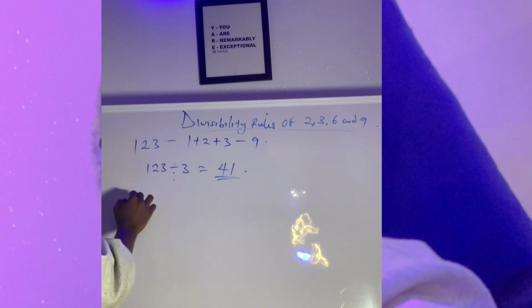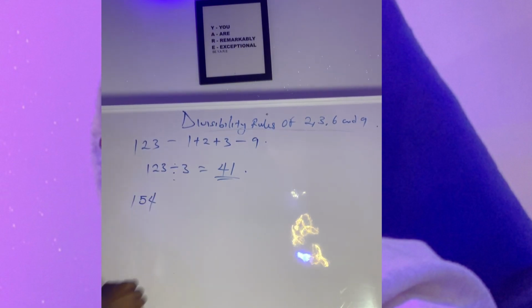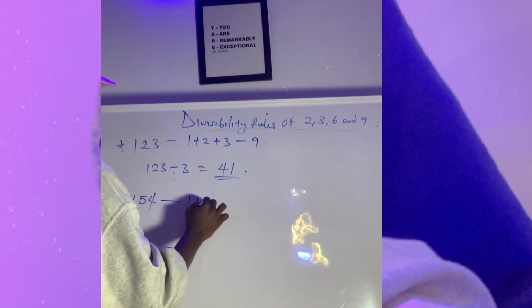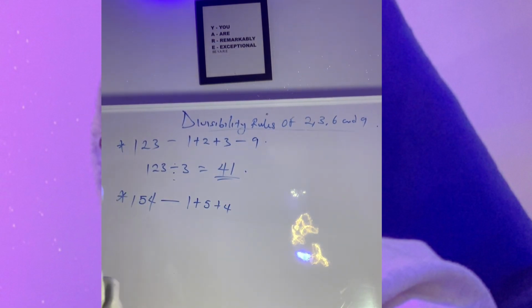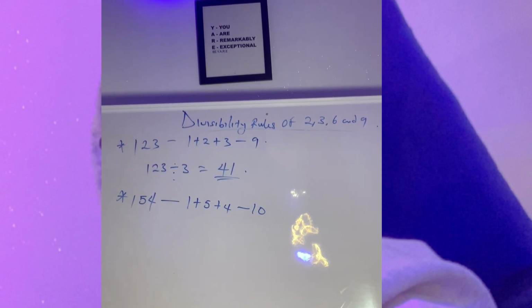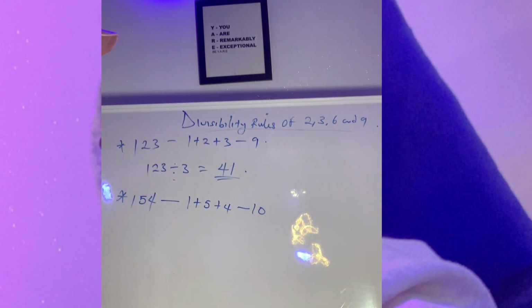So let's look at another number. Let's say we have 154. Can 154 be divided by 3? Let's sum the digits and see if it's possible. The sum of the digits is 1 plus 5 plus 4, which is 10. So 10 cannot be divided by 3. So this number is not divisible by 3.